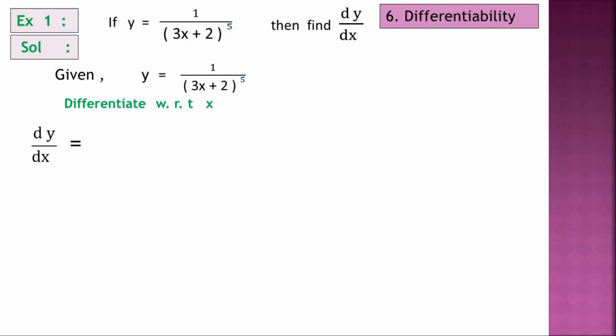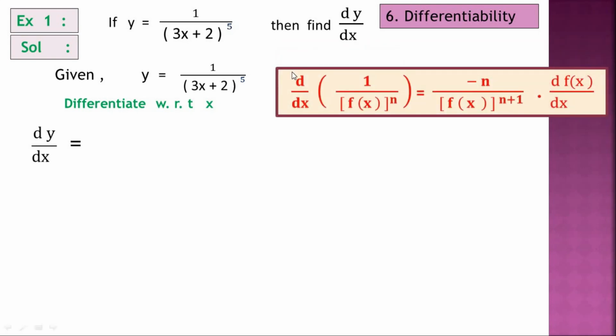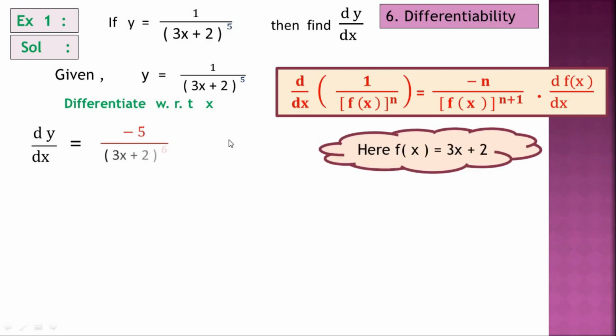dy by dx is equal to... recall that formula. So this is the formula, and I follow this formula now. Minus n, what is n here? 5. So minus 5 divided by the function as it is, that is 3x plus 2 as it is, and add 1 to this power, that is 5 plus 1 becomes 6, into d by dx of the function, that is the bracket term 3x plus 2. I hope you understood how the derivative is written.